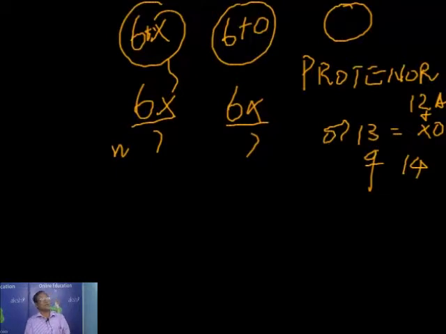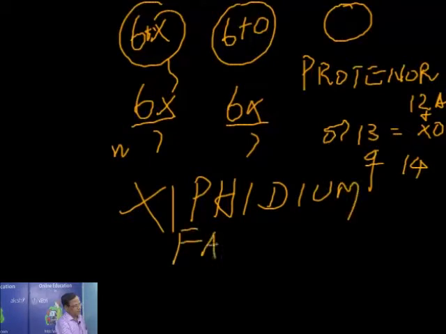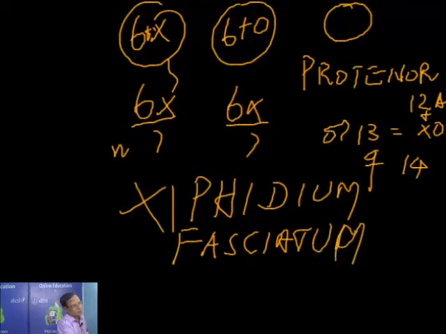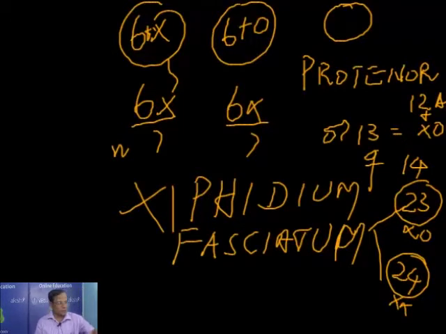it comes later. In one type of grasshopper, the males have 23 chromosomes and the females have 24 chromosomes, as in the case of Xiphidium, one grasshopper by name Xiphidium fasciatum. So the males have only 23 chromosomes. The females have 24 chromosomes. This is another example. Here we have the XO condition. There is one sex chromosome less.